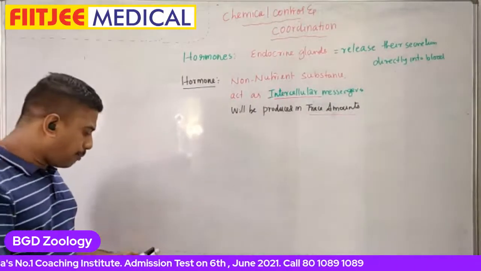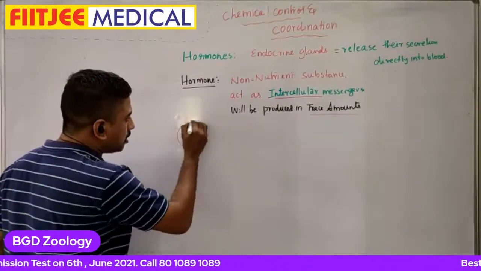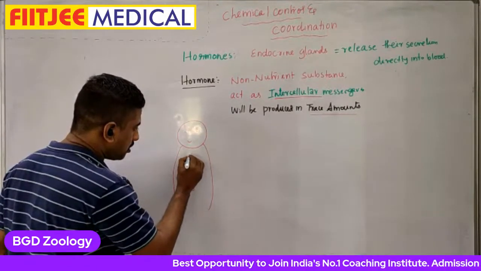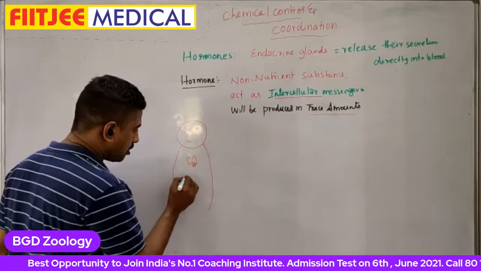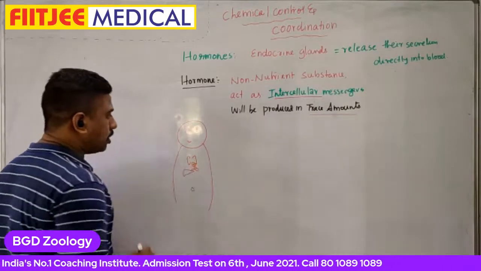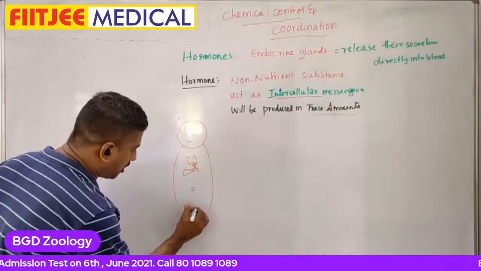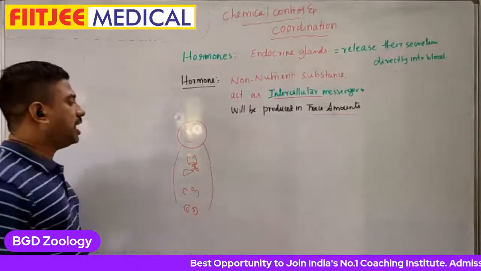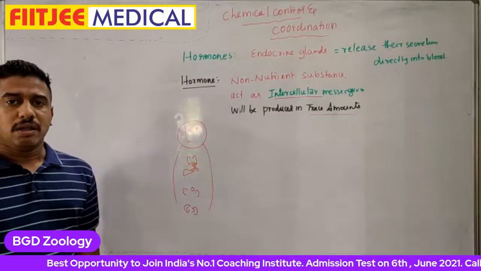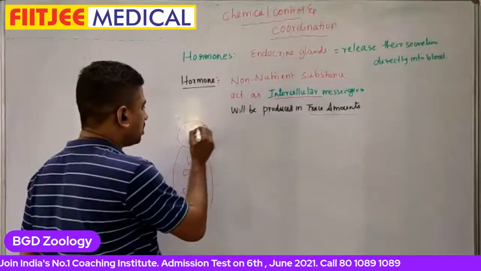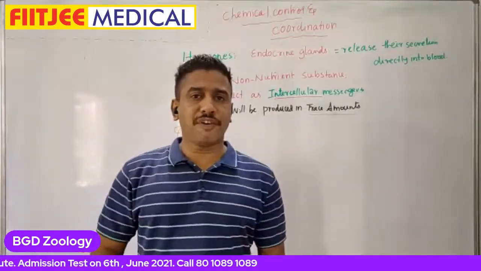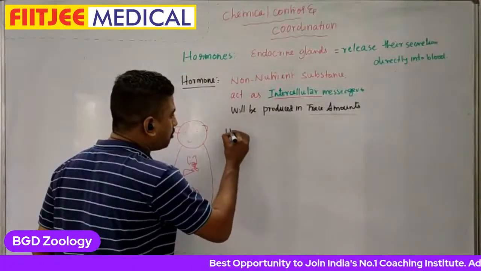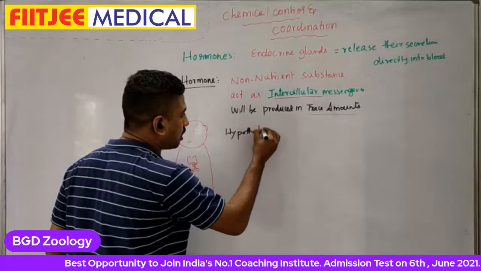Now, if you look at our body, many parts of our body contain endocrine glands. We'll discuss each one. If you start from the top, one of the main endocrine structures that produce hormones is called the hypothalamus. So we will start with the hypothalamus.